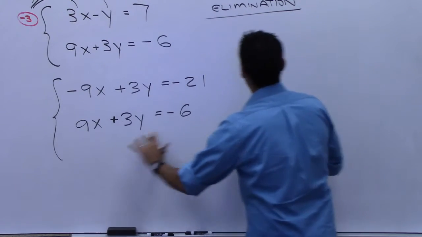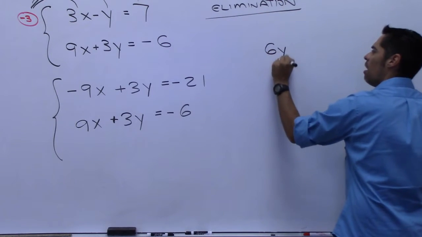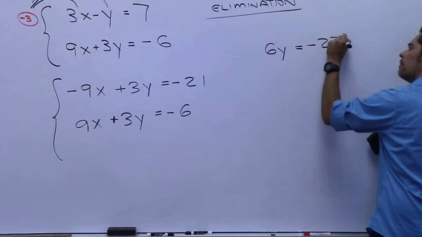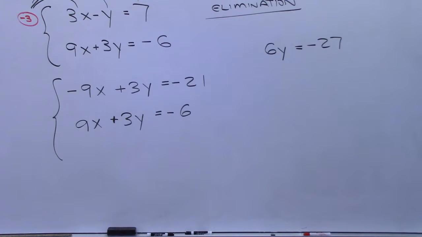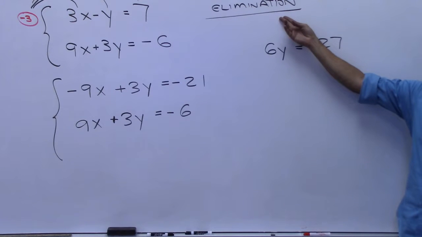6y. And I'm going to do this over here because it's below this. I'm not writing a new system. This is 6y equals negative 27. Understand? And then just solve for y. Now look, what we have is an equation that just has y in it. We have eliminated x, haven't we? That's where it gets its name from.